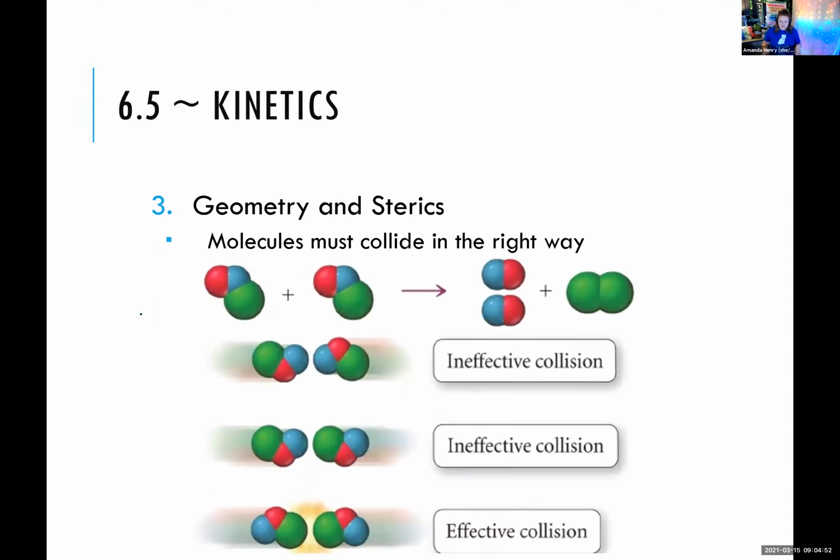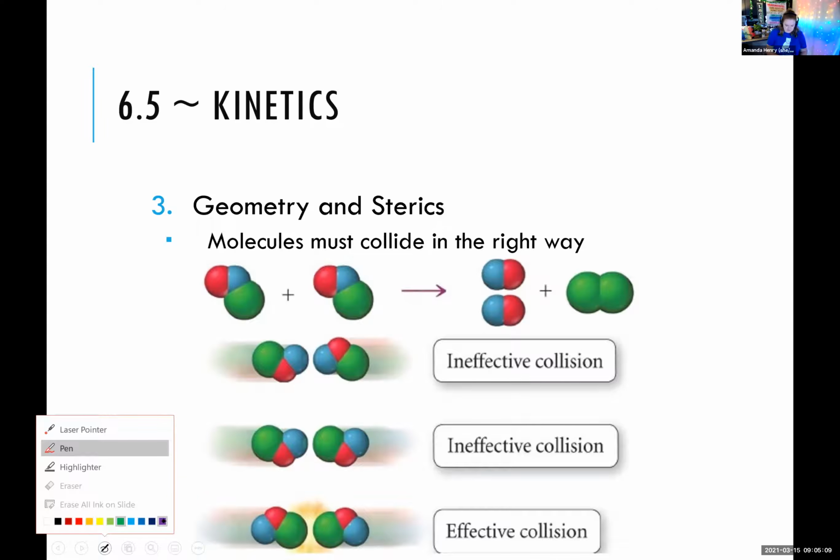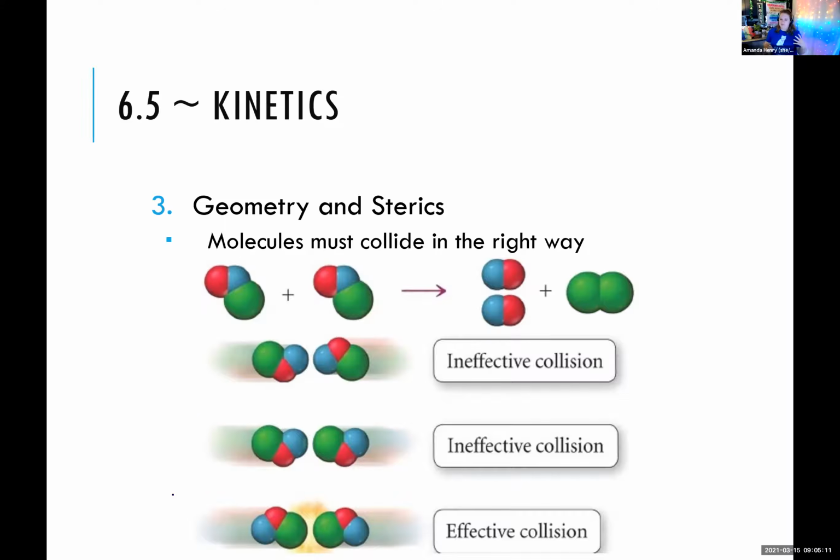And then our last one is geometry and sterics. So this really just means that our molecules have to run into each other in the right way. Sometimes this is referred to as orientation. It kind of depends on what book you had. It doesn't really have a specific name, it's just how we describe it. But in this example, we have these two molecules that are going to create these diatomics. So a blue and a red together and the greens together.